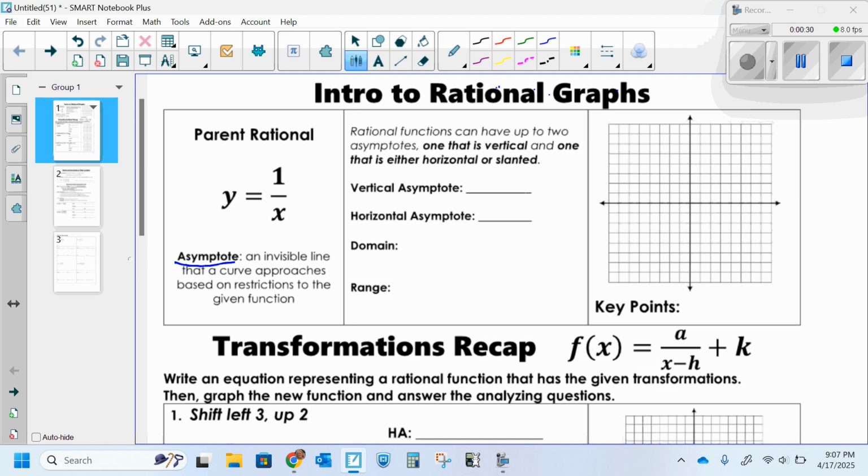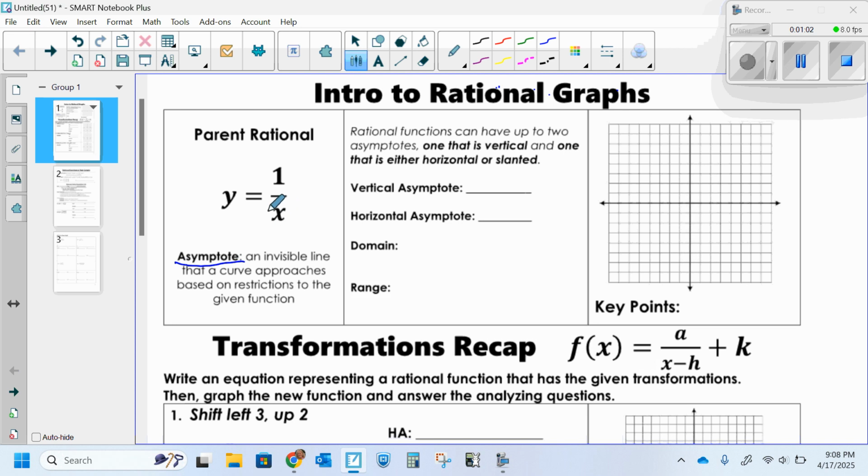Okay, so the word asymptote, basically it's an invisible line or an auxiliary line that our graph is going to approach, but it's not going to cross. You can never cross a vertical asymptote, but you can cross horizontals, and we'll get into that in another video. But right now we're going to be doing basic graphs with transformations: up, down, left, right, flipping, and stretching and shrinking. So let's go ahead and just review what our parent function is for a rational function.